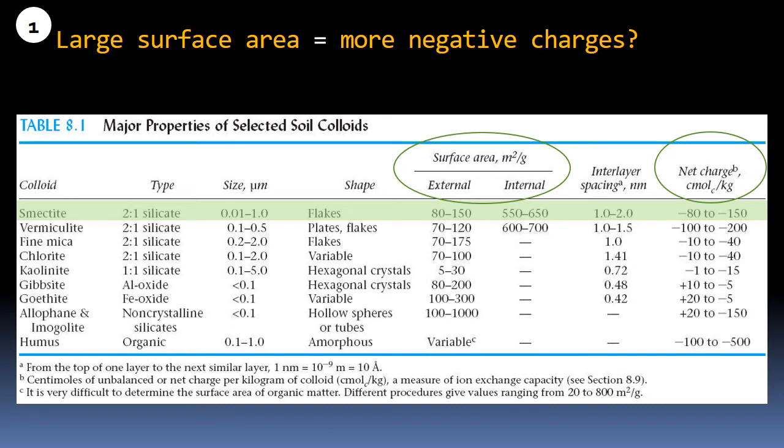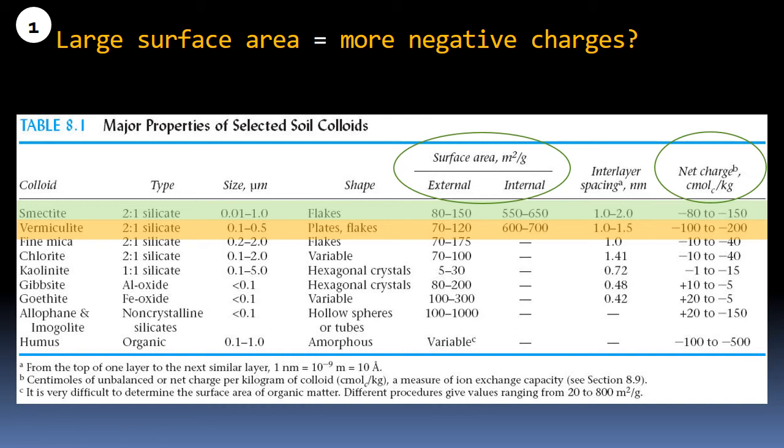Now, if you compare this clay with another 2-to-1 silicate clay like vermiculite, you would find that it's a little bit different in shape and size. And if you look at its surface area, you would find that its external surface area is less than the external surface area of smectite. It's between 70 to 120, and its internal surface area between 600 to 700.